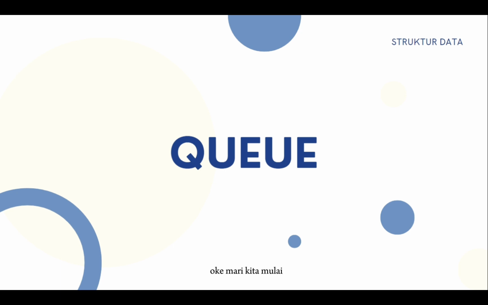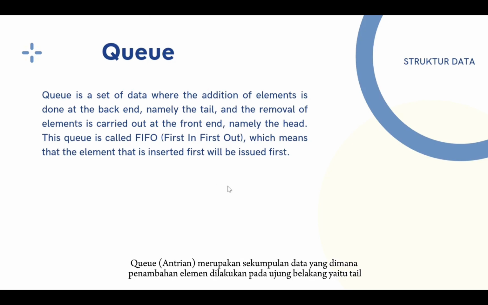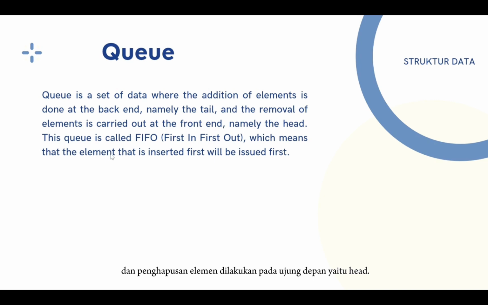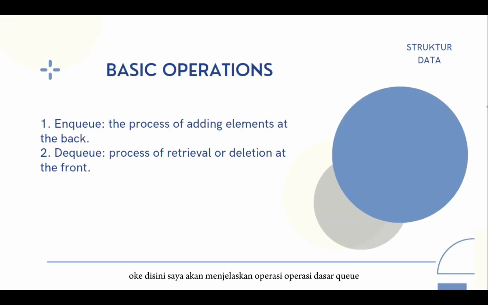Okay, let's get started. Right now I will explain what a queue is. A queue is a set of data where the addition of an element is done at the back end, namely the tail, and the removal of an element is carried out at the front end, namely the head. The queue is called FIFO, first in, first out, which means that the element that is inserted first will be issued first.